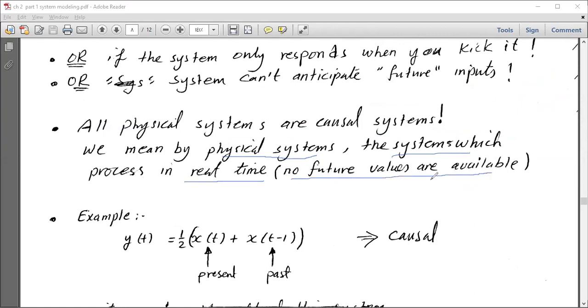You always have current values and a past record. You don't have future values, that's knowledge of the unseen. So all physical systems are real systems and they do not anticipate future values. Let's take an example.